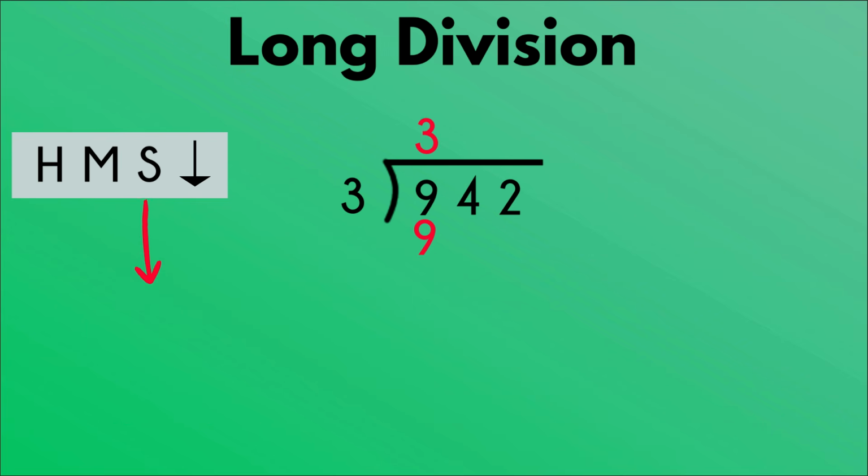Now we move on to S, which stands for subtract. We subtract the number we have just written down, 9, from the number directly above it, also a 9. 9 subtract 9 equals 0.